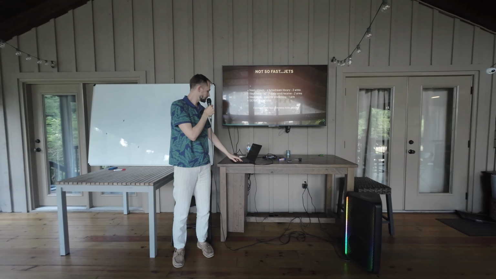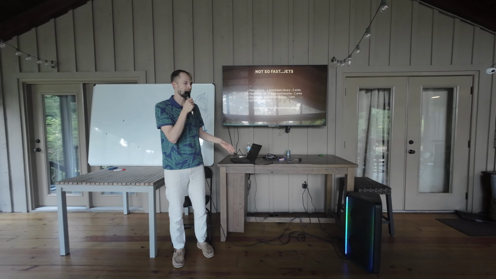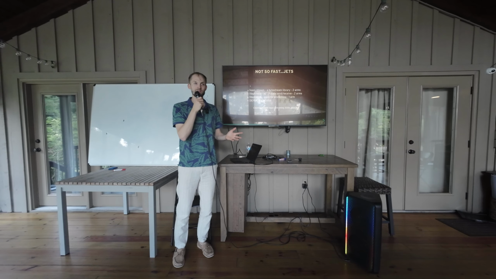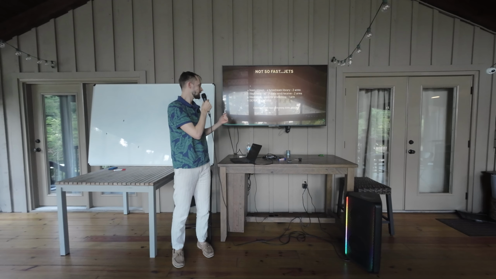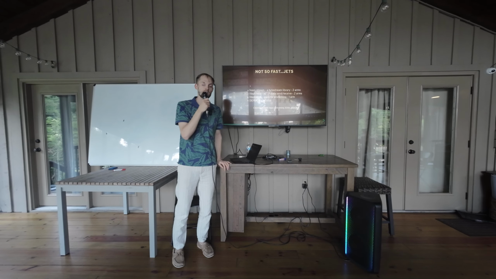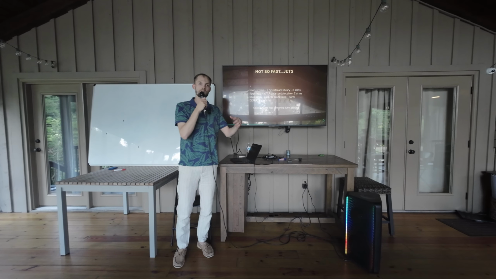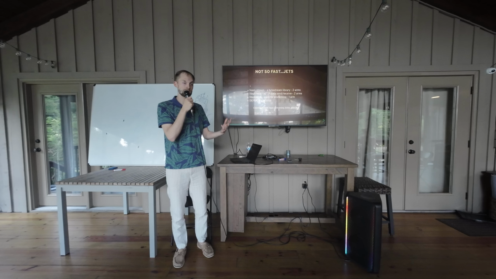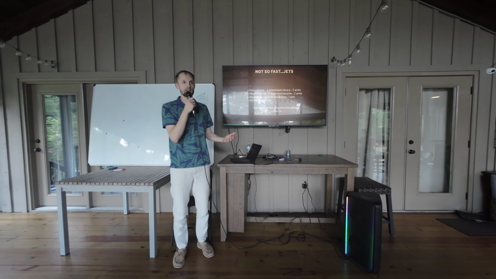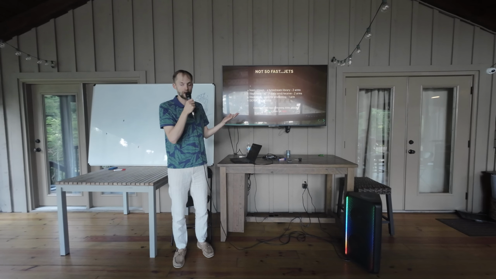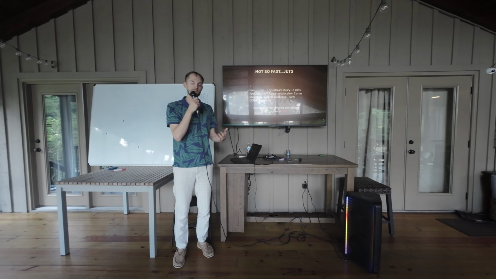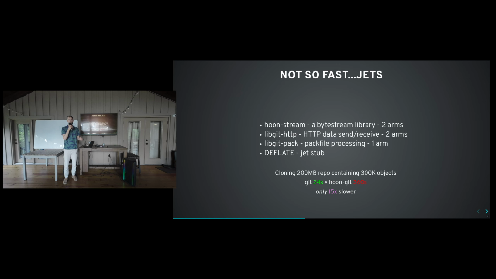Okay, so to give you an idea of how good the Urbit runtime actually is, even with this minimal jetting: cloning a 200 megabyte repository with 300,000 objects that all need to be indexed and processed. The benchmark is that Git takes half a minute. Meanwhile, Hoon Git takes 6 minutes, which is only 15 times slower, and it's not too bad. It's not a difference where you have to spend 2 hours waiting. You can go for a walk and come back, and it's going to be there.